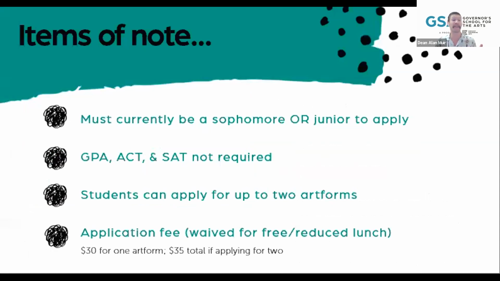Students must currently be a sophomore or junior to apply for GSA. Unlike some other summer programs, we do not take GPA or standardized test scores into consideration. You may apply for up to 2 art forms, and there is an application fee of $30, or $35 if you're applying for 2. But this fee is waived if you qualify for free or reduced lunch. And that is as simple as checking a box on your application, no questions asked.